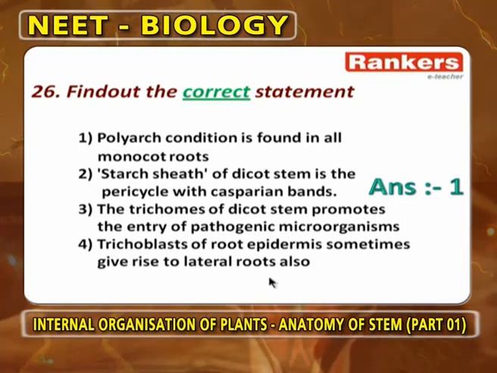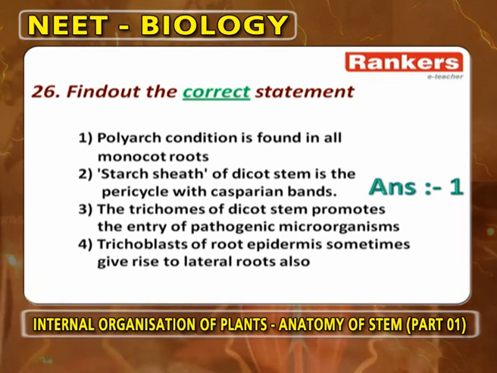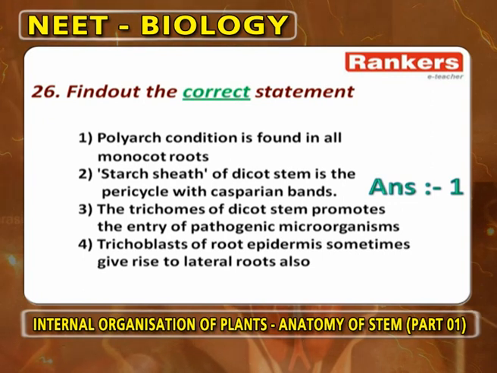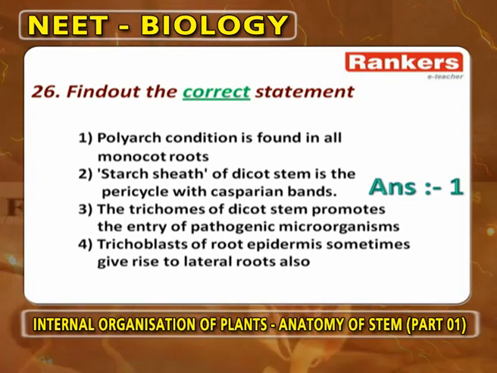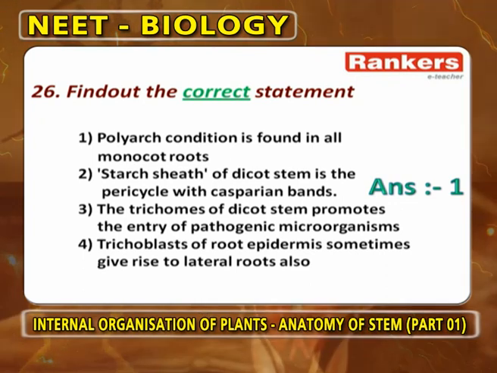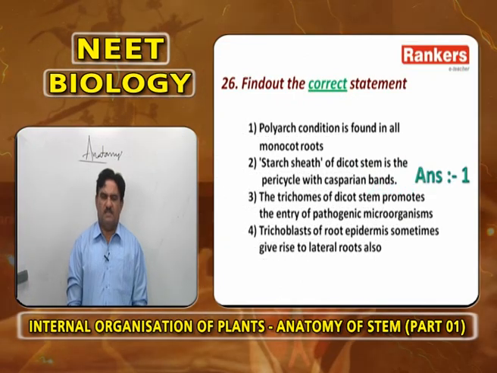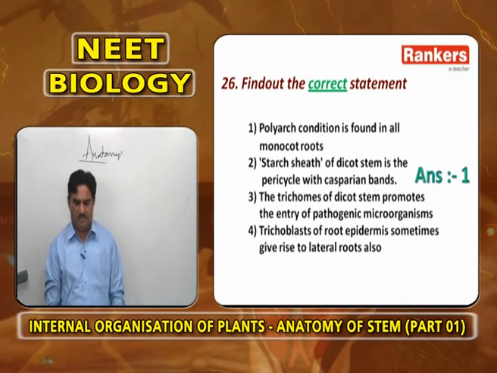Starch sheath of dicot stem is the pericycle with Casparian bands is wrong. Why? Because starch sheath of dicot stem is the endodermis with Casparian bands. Endodermis, not pericycle. The trichomes of dicot stem promotes the entry of pathogenic microorganisms is wrong. The trichomes of epidermis always prevent the entry of microorganisms or pathogenic organisms. They don't allow any organisms to go into the root. They stop the entry of any organisms into the root.